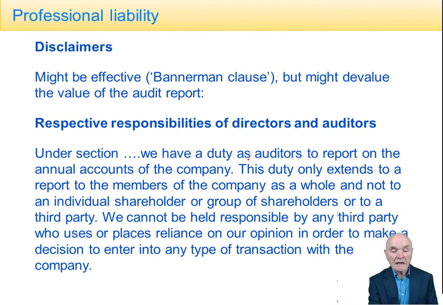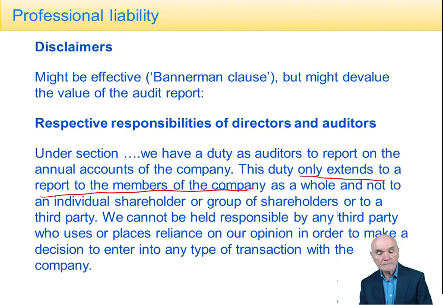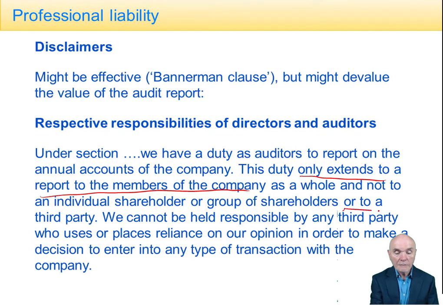It says we have a duty as auditors to report on the annual accounts or annual financial statements of the company. It says here it only extends to the members of the company as a whole, not to an individual shareholder or group of shareholders, and not to a third party. And we cannot be held responsible to any third party who uses or places reliance on our opinion in order to make a decision to enter into any type of transaction with the company. And it does make you wonder, well, what's the point of publishing financial statements if the auditors are saying, well, they're there, but don't believe them, don't act on them, don't use them to make financial decisions.